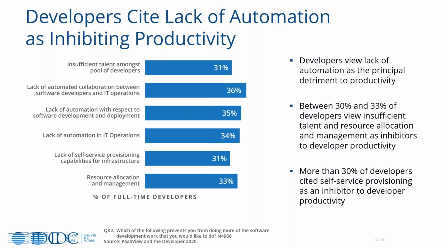So speaking of automation, developers noted that automation, and specifically a lack thereof, was the principal inhibitor to developer productivity. In other words, the principal inhibitor to developer productivity was a lack of automation with respect to collaboration, software development and deployment, and IT operations. Developers feel there are opportunities to increase automation in the development experience, both with respect to the ease of collaboration with peers, as well as the minutiae of development and the operational management of applications and the infrastructure on which they run.